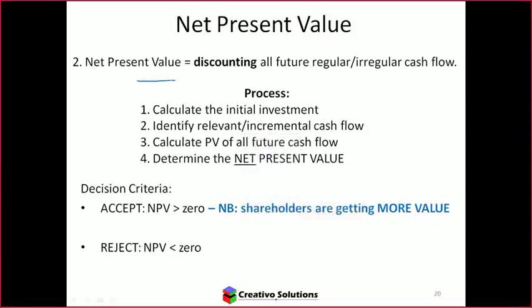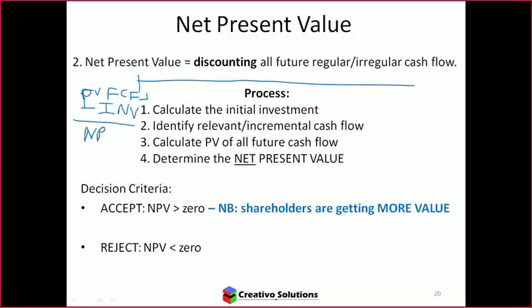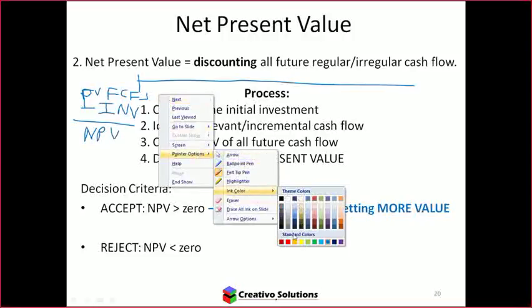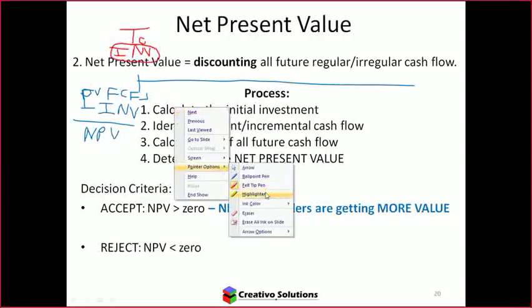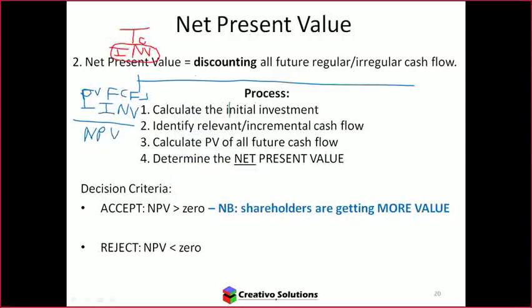So what does the payback period do? It recovers the initial investment. What does the present value do? It works out the present value of the future cash flows minus the initial investment, which gives you the NPV. Do you agree you will have the initial investment at time zero, at the beginning of the timeline? What will you have over time? Cash flows. So I take all of those and discount them all the way back, and I get the present value of your future cash flows. I subtract the initial investment and what do I land up with? Net present value.